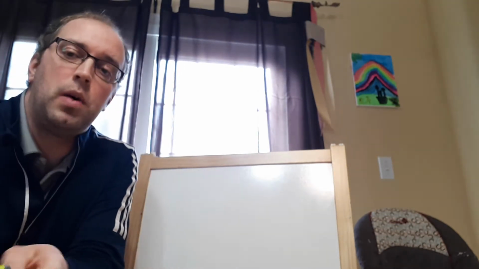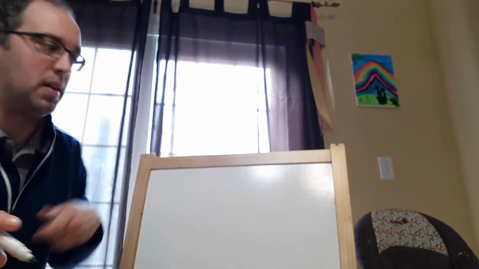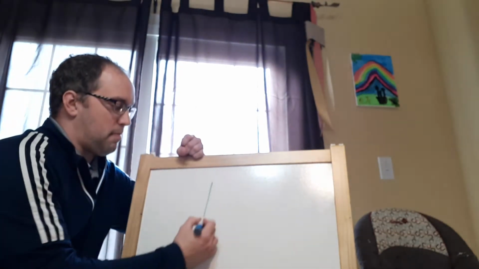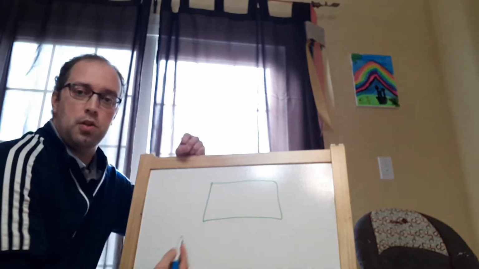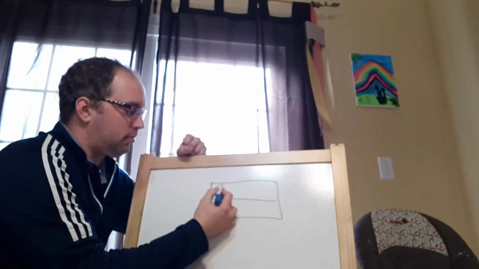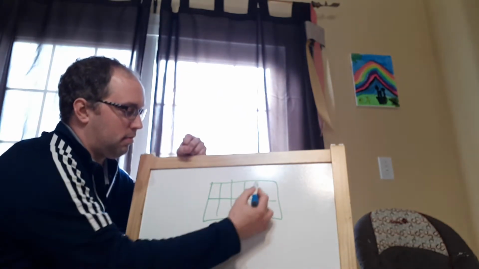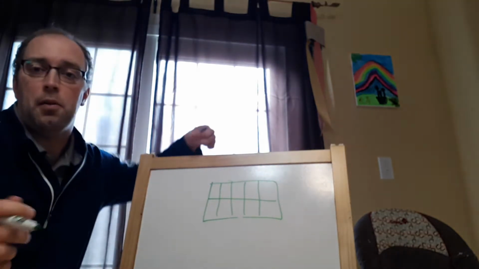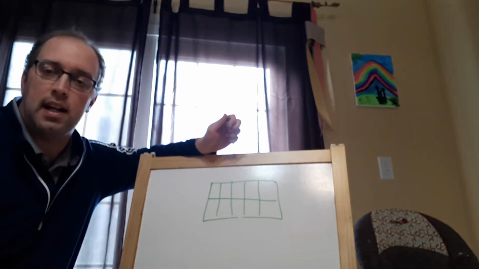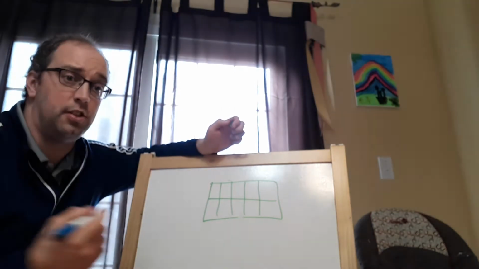So what is a 10 frame? A 10 frame is just a way that we can represent a number. It looks like this. It is 2 rows of 5. And then if I wanted to represent a number in it, I could put counters, or for the picture, I'm just going to draw dots.